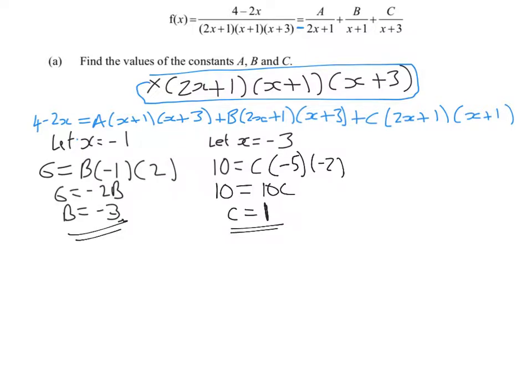Now, finally, this is a slightly tricky one. Let x equal, can you guess? Yes, you're right, -0.5. Well, why -0.5? The last bracket I want to get rid of is this one. 2 times -0.5 is -1, -1 add 1 is, that's right, 0. So that gets rid of the B's, gets rid of the C's, so I'm just left with the A's.